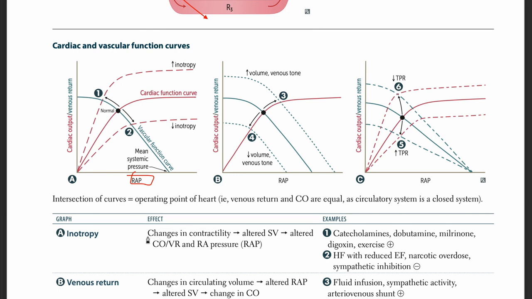So the effect is change in contractility, which alters stroke volume, cardiac output, venous return, and right atrium pressure. So when you have a cardiac function like this and a decrease in inotropy, cardiac output goes down, and if you increase inotropy, then contractility increases, so cardiac output increases. But the venous return stays the same, and this is your mean systemic pressure.